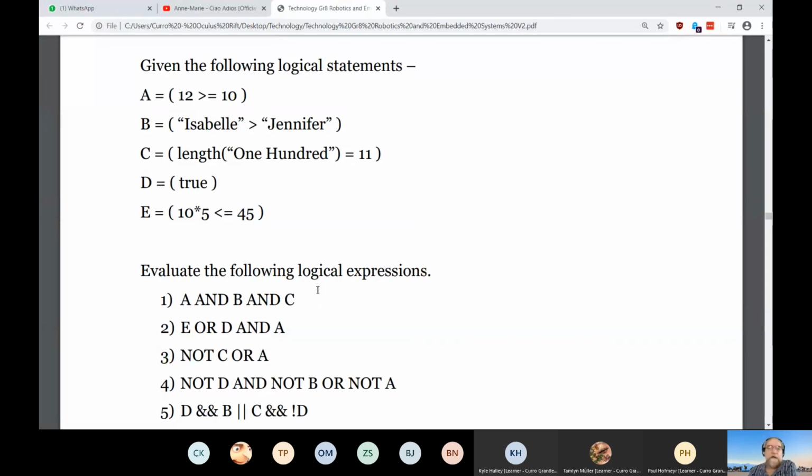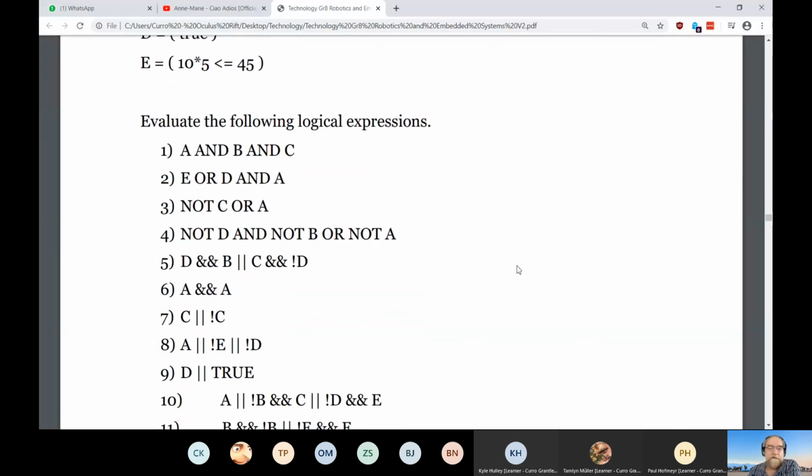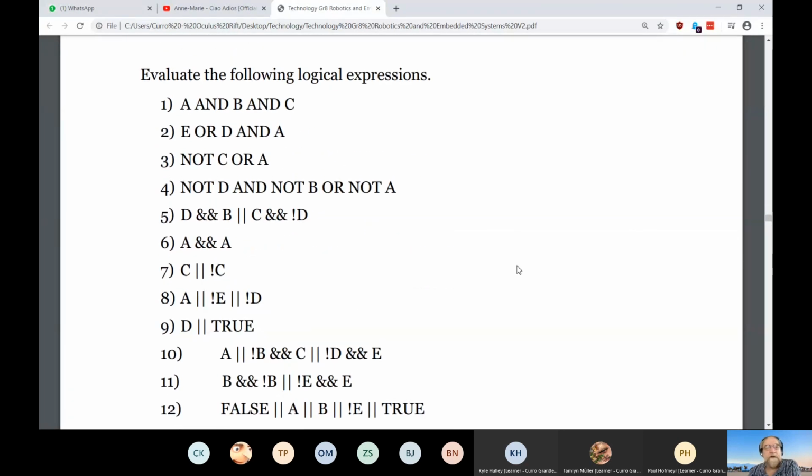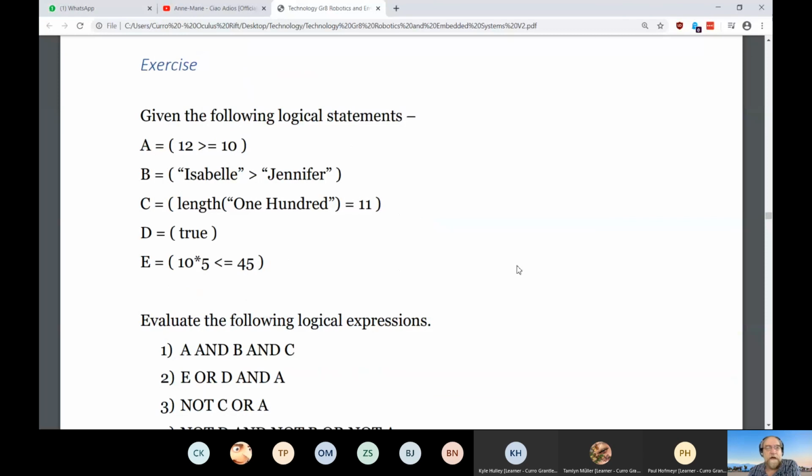And there are a set of expressions that you can do. I will put up a quiz in Teams so you can enter your answers in for that. Let me just stop sharing my screen here.